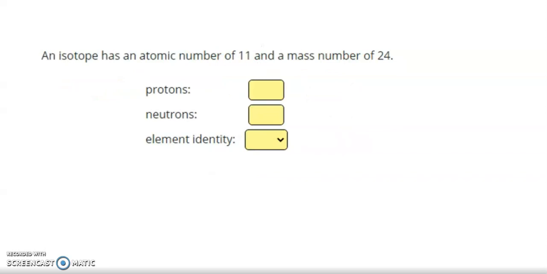This question says, an isotope has an atomic number of 11 and a mass number of 24, and we're looking for protons, neutrons, and the element identity. So we're going to remember that atomic number is the number of protons, and mass number is protons plus neutrons. So protons is right there in the question. That's 11.